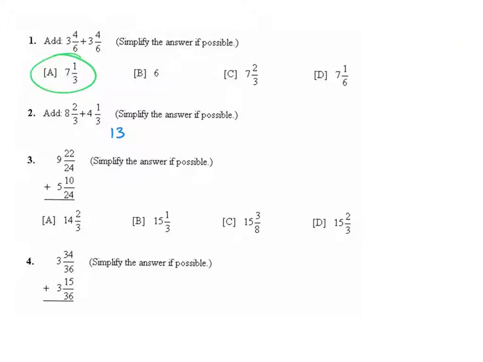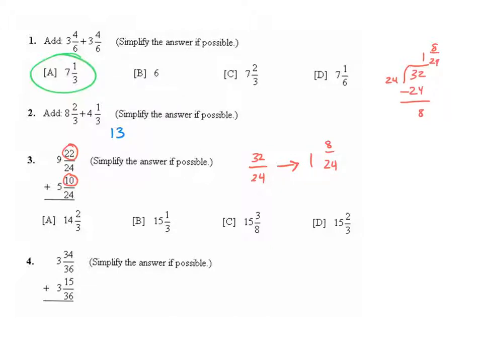Question 3 is 9 and 22/24 plus 5 and 10/24. I can just combine the 22 and the 10. That gives me 32/24. That is an improper fraction. If you can't do this in your head, go ahead and do some division out to the side. You probably can see that it's going to go in one time and it's going to have 8 leftovers. So this is 1 and 8/24.